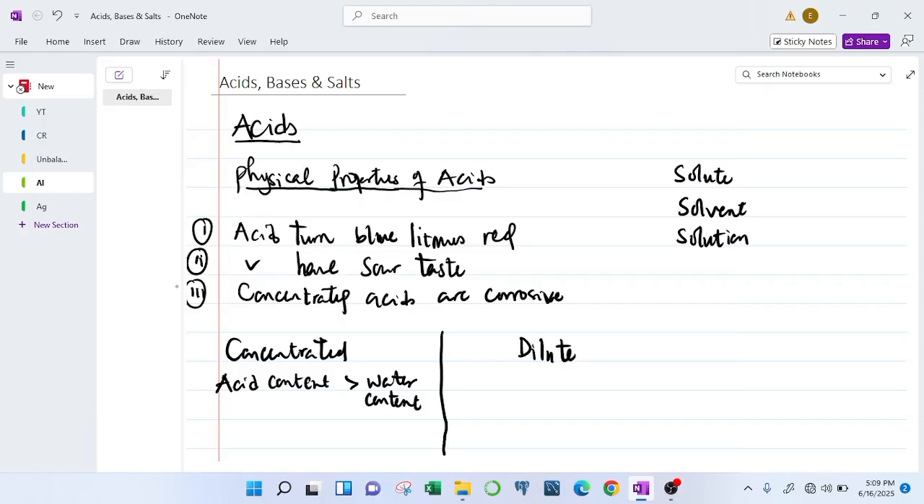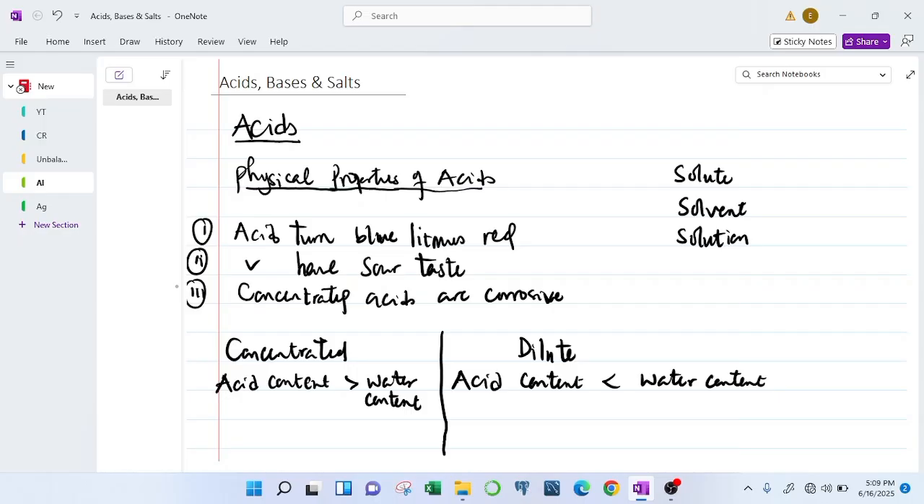That is concentrated. But what is dilute? Dilute is now the reverse. The acid content is less than the water content. So that means that the amount of water is more than the amount of acid. That is what you refer to as dilute.